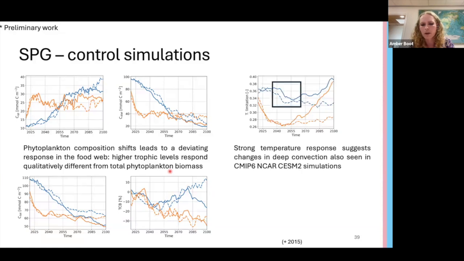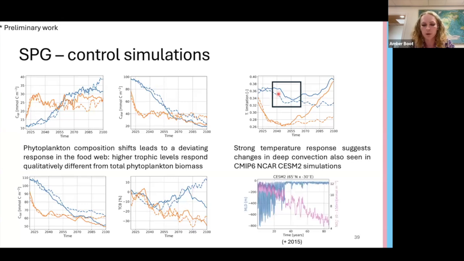And the other thing is that the CESM2 data is still on archive. I hoped to have it available already, so I could not check it. But this strong temperature response here in the 2040s seems to be indicative of changes in deep convection. And we can also see that in the CMIP6 NCAR CESM2 simulations. So this is for a location in the Irminger Sea, where in blue you have the mixed layer depth. And then also here in the 2040s, 2050s, we see this decrease in mixed layer depth. And I'm pretty convinced that this is the same signal, basically, what we see here.